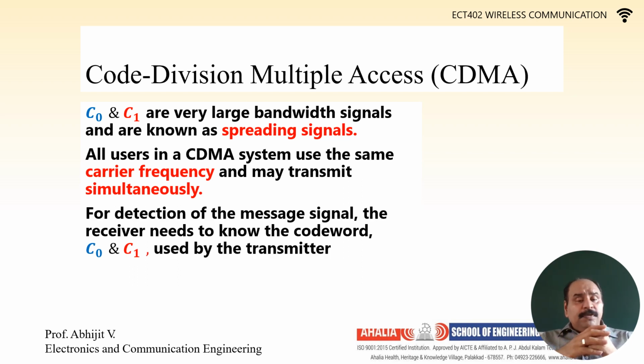For the detection of the message signal, the receiver needs to know the code words C0 and C1 used by the transmitter. This is one of the important limitations, or one of the difficulties that we face with code division multiple access. So we have an infinite number of algorithms and there is a lot of research going on for the development of this kind of codes. So many codes are there, for example, so many error codes are also there.